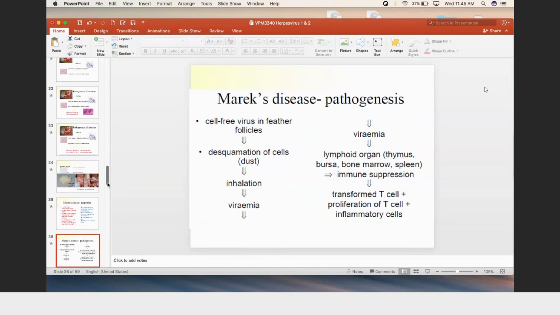So this is the pathogenesis here: the virus from the feather follicle, dissemination of cells, and then inhalation of this material. Then the virus replicates in the lungs, causes viremia, and goes to the lymphoid organs, bursa, bone marrow, causing immunosuppression. They can cause transformation and proliferation of T cells, and also accumulation of inflammatory cells in those particular sites.